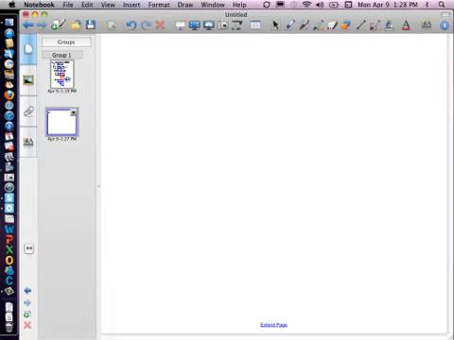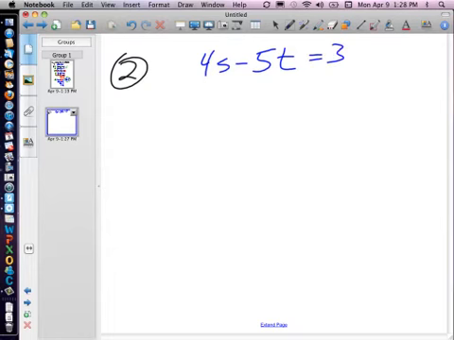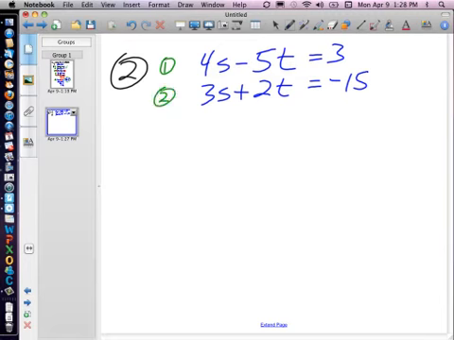Let's try 4s minus 5t. This will be example 2. And we have 4s minus 5t equals 3. And then 3s plus 2t equals negative 15. Alright, so there's our two equations. I'll label them again. Equation 1, equation 2.